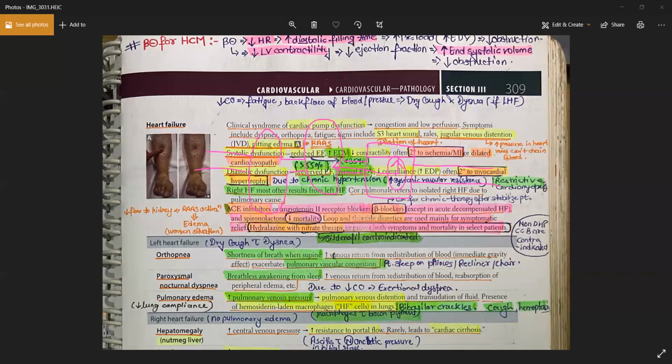Because of this heart failure, you will get pulmonary venous congestion. You won't see the heart failure cells in these scenarios. Only when the patient has a long-standing heart failure, a chronic history of like 2 or 3 weeks.